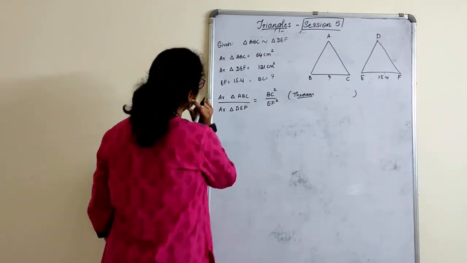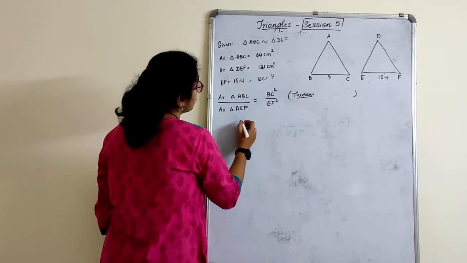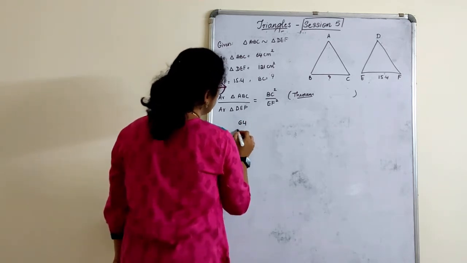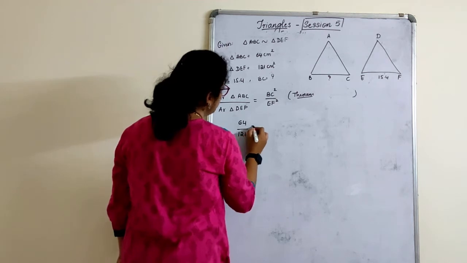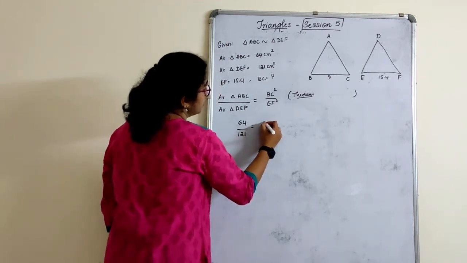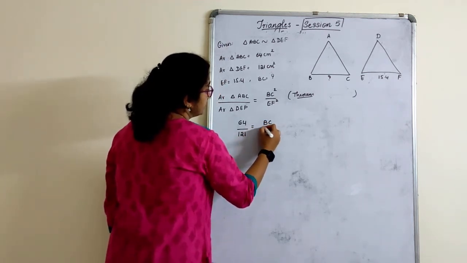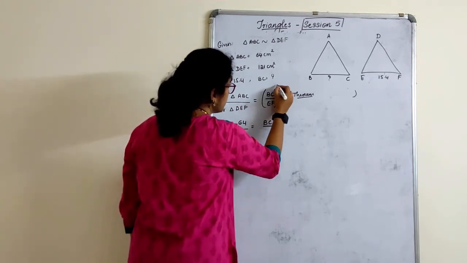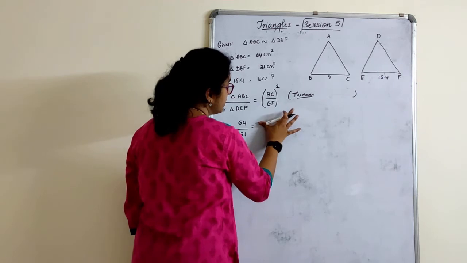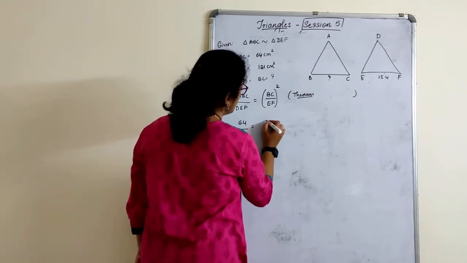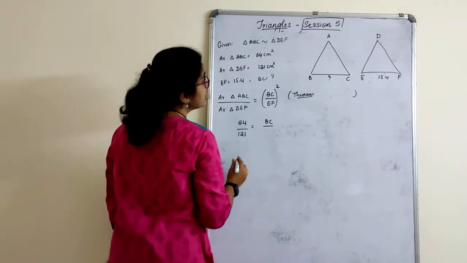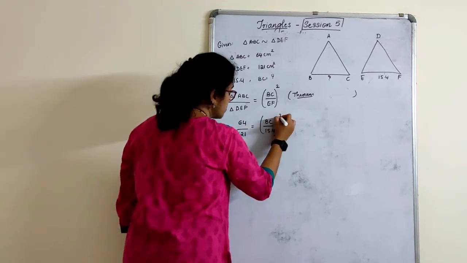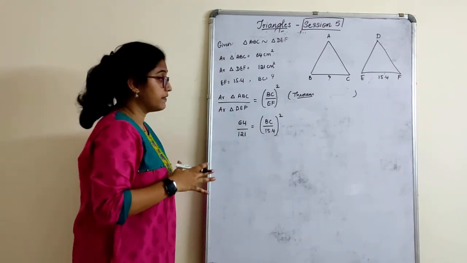Substitute. Area of triangle ABC is how much? 64. And area of triangle DEF is 121, equal to BC upon EF, whole square. So BC is how much? We need to find it. What is EF given? 15.4, whole square. This is what is given actually.